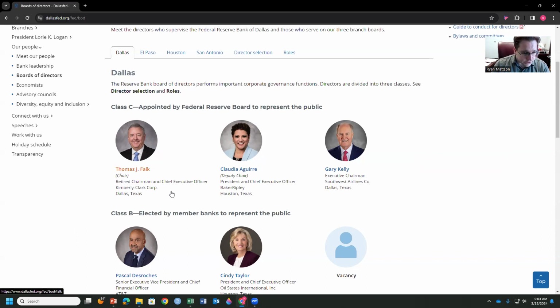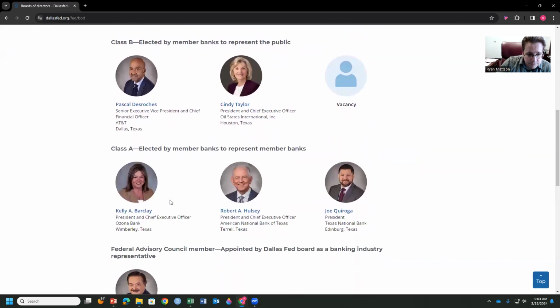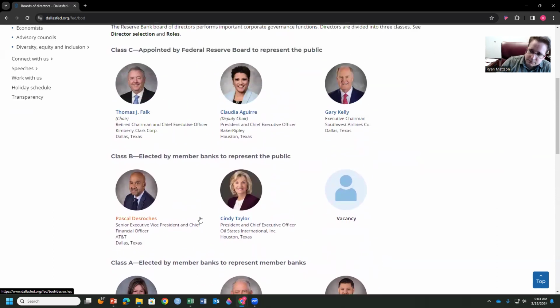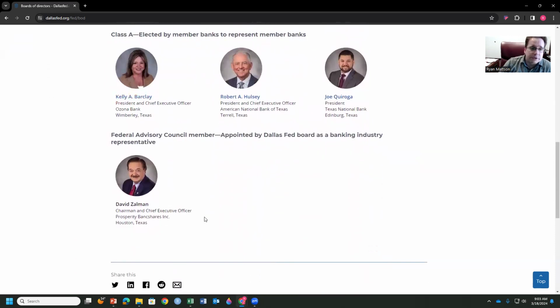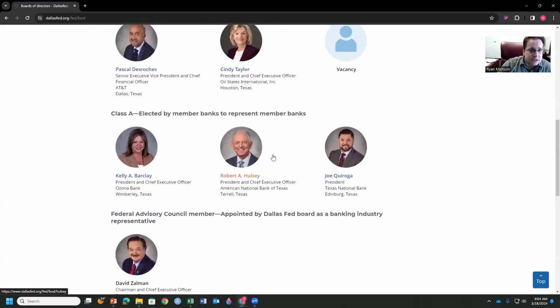We have Thomas Falk, retired chairman and chief executive officer of Kimberly-Clark Corporation. Claudia Aguirre, president and chief executive officer of Baker Ripley in Houston, and Gary Kelly, executive chairman, Southwest Airlines, Dallas, Texas. So you can see where the decisions being made at the Dallas Fed are being influenced by this board of directors, right? They are talking with the presidents and other executives in the Dallas Fed, and helping to make decisions. There's also a non-voting federal advisory committee member, David Zalman of Prosperity Bank shares, Houston, Texas. This is not a voting position. However, it's important because he's going to bring a bit of the banking sector in as well.